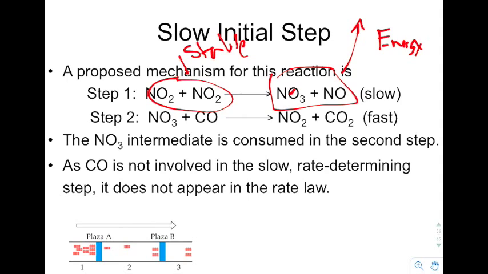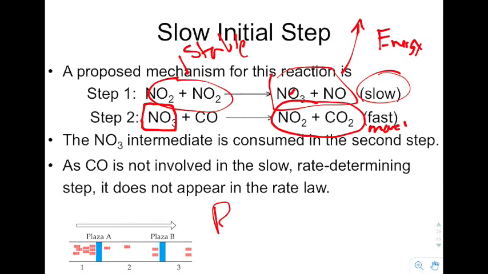Now, whenever you have this unstable product from the first reaction, it does not want to continue to exist in a high energy state. So these two products here are more stable, and because of that, it's going to be a very, very fast reaction. The intermediate, this NO3 that you originally see, is consumed in the second step, so it's gone very, very quickly. So CO is not really involved in the slow determining step, so it doesn't appear in the rate law. The only things that appear in the rate law are the ones in the slow step.